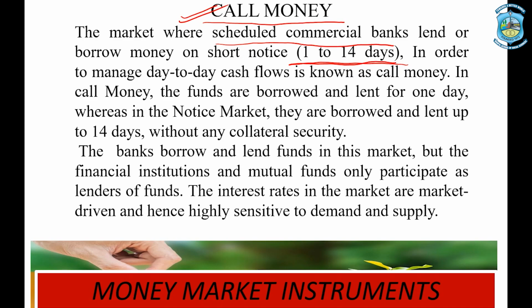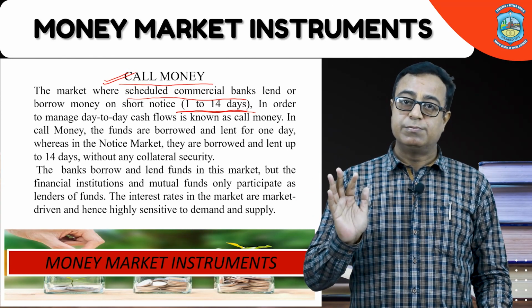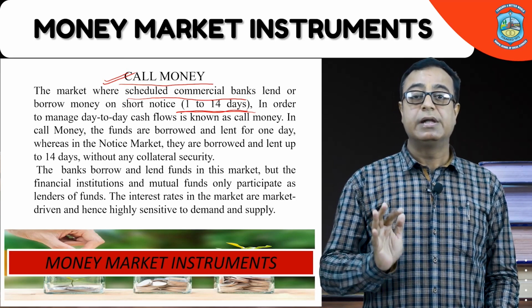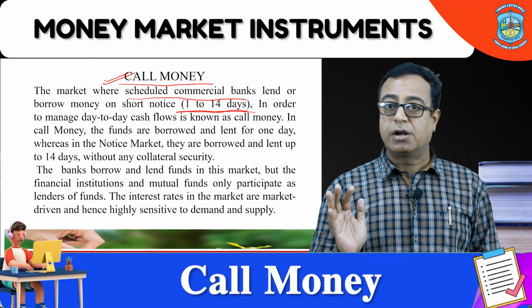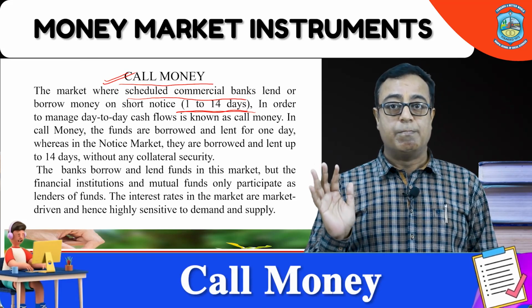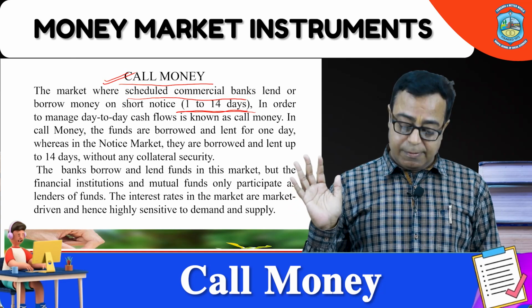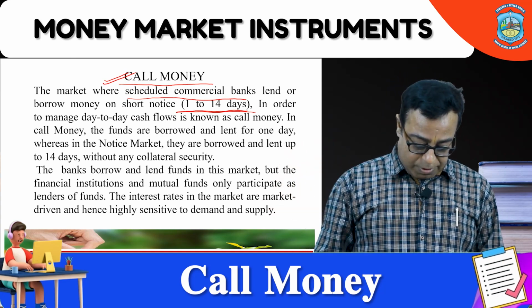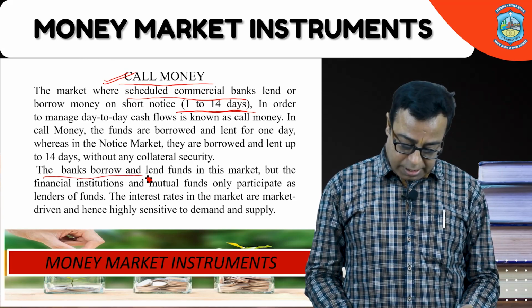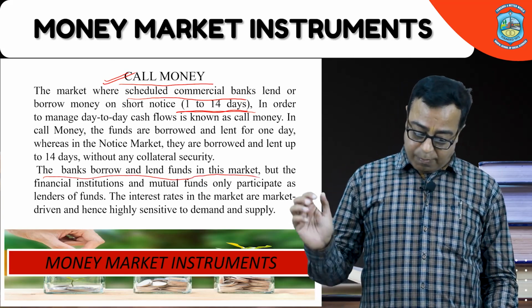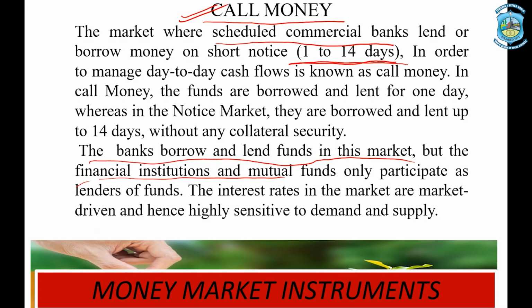If call money is made for 1 day, it is known as call money, and if it is made for maximum 14 days, it is known as money at short notice. Generally, this instrument is used by the banks to solve the liquidity problem. In this instrument, banks borrow and lend funds in the market, but financial institutions and mutual funds are not allowed to raise money through the call money market.